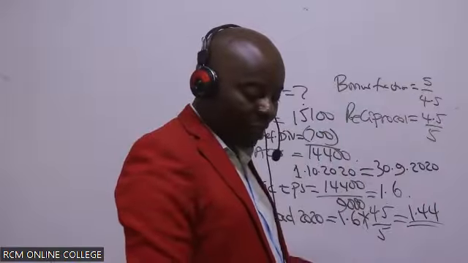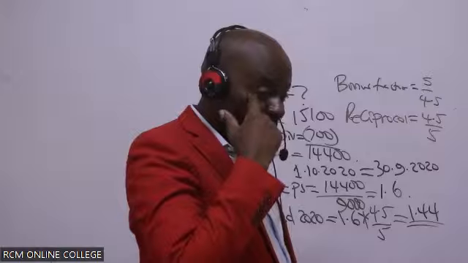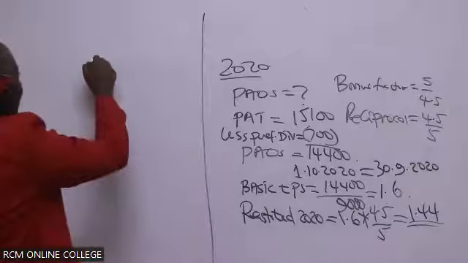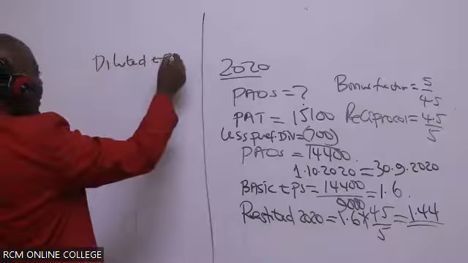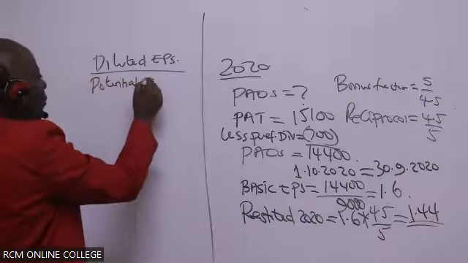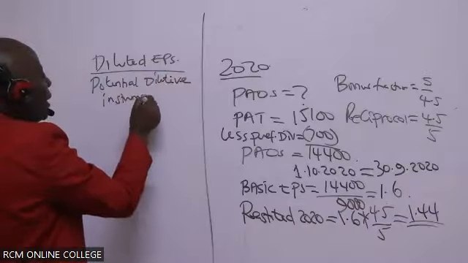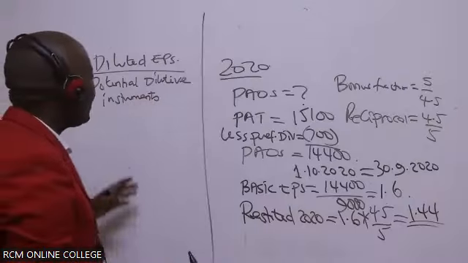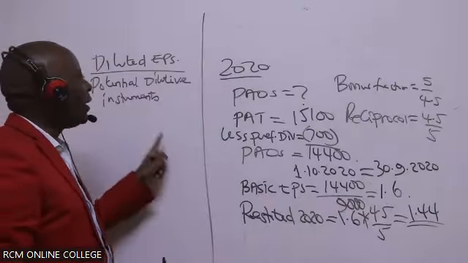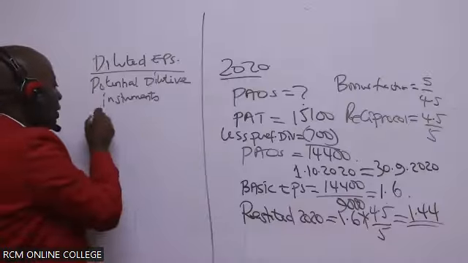And then if you allow me, I'll go to Roman 3. In this case here, we have diluted EPS. So you look for the potential dilutive instruments, those ones that will decrease the EPS. Any instrument that you have which will lead to EPS reducing is a potential dilutive instrument. In this case here, there are only 2. Which ones are these? We start with the options.